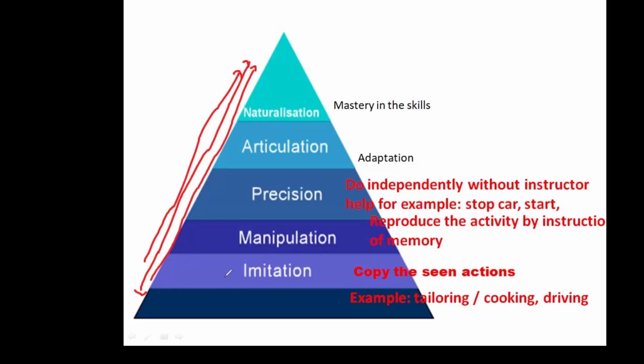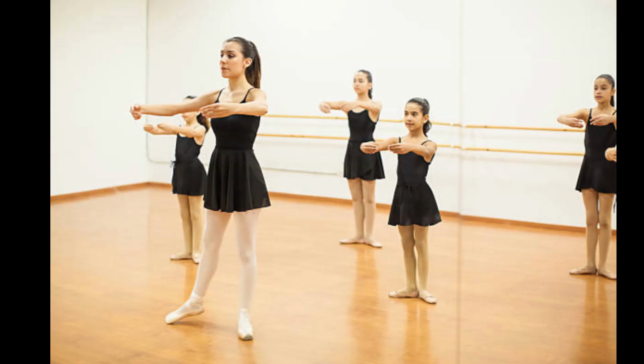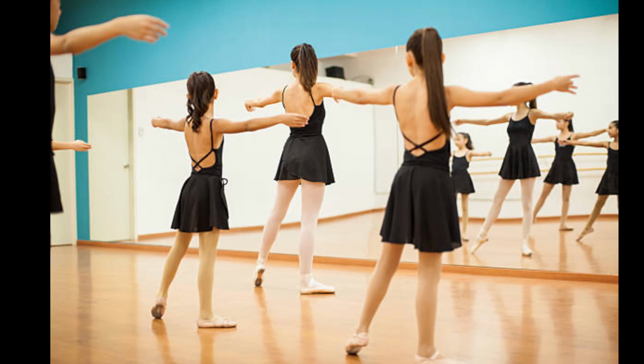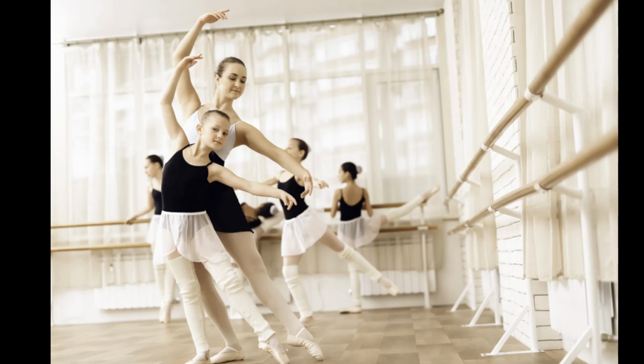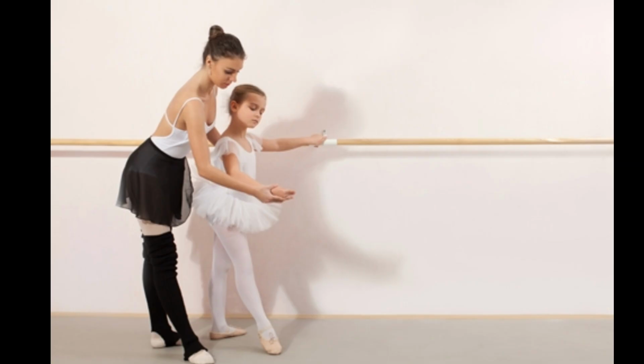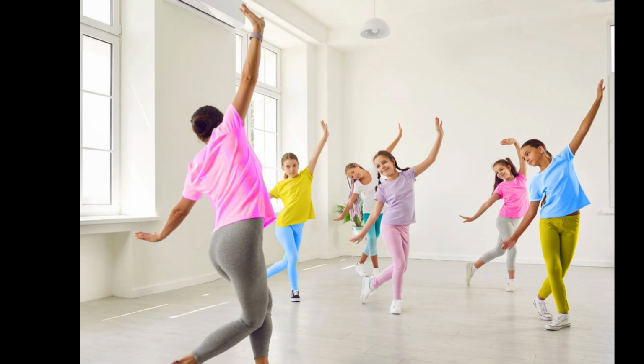First, imitation: the child or any learner imitates, that means copies. From where does he copy these actions? Of course, from the instructor, a teacher, at home from parents, or anybody. Then he manipulates: he tries to do it with the help of the instructors, and reproduces the same activity according to the instructions.